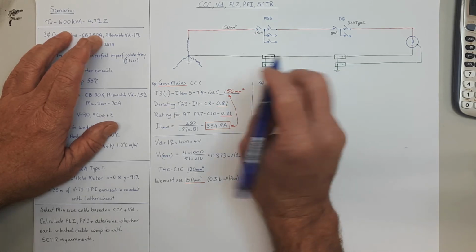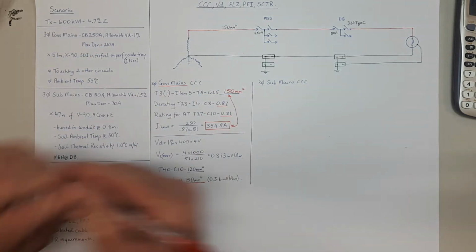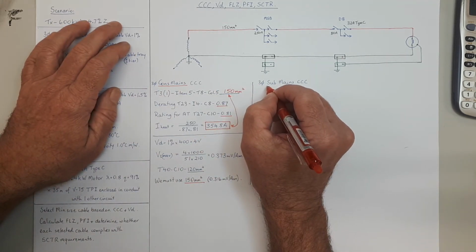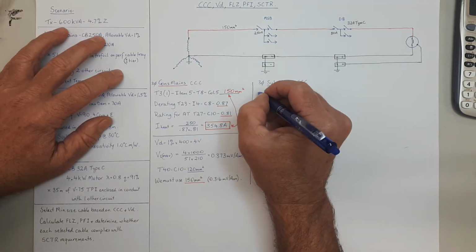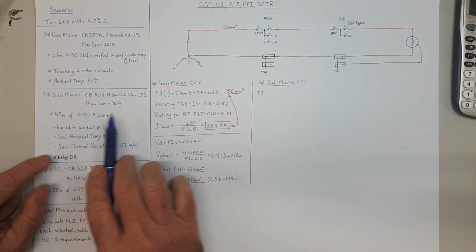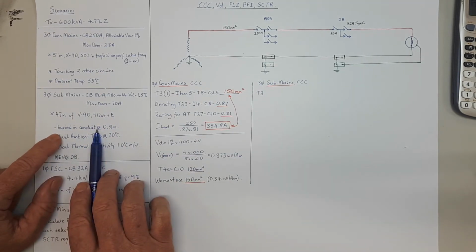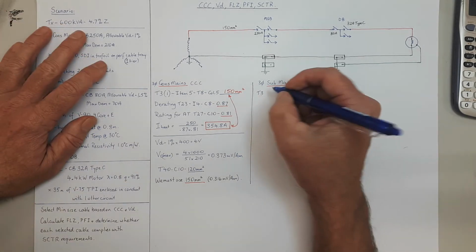Submains, and of course we always start at table 3 something. Now of course, as you can see here, it's buried in conduit, so it's underground in conduit. That's table 3.4.